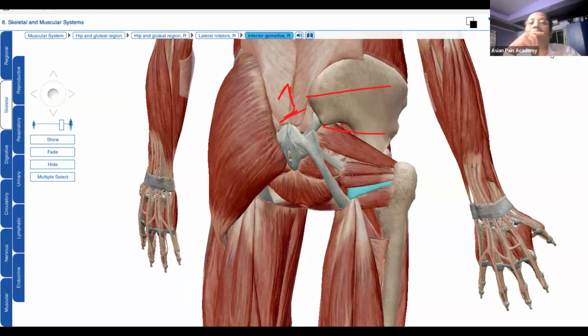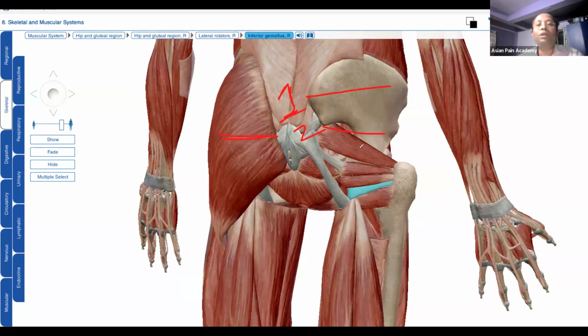So what will we get in position number two? Here we will not get medius and minimus. We will get only maximus. So it is here, no? Gluteus maximus we will get, and below that we will get the piriformis. So this is the piriformis.